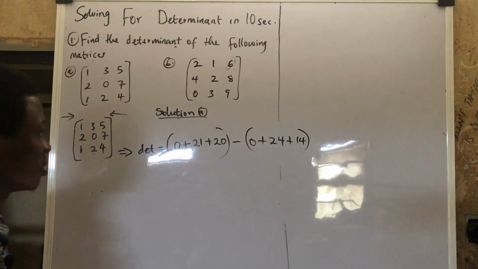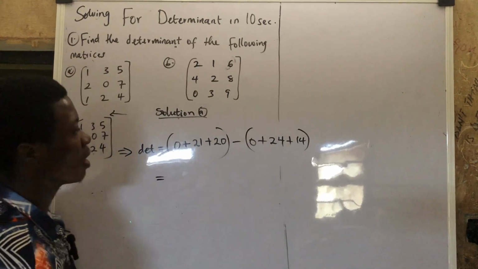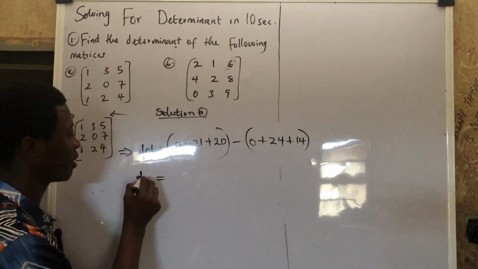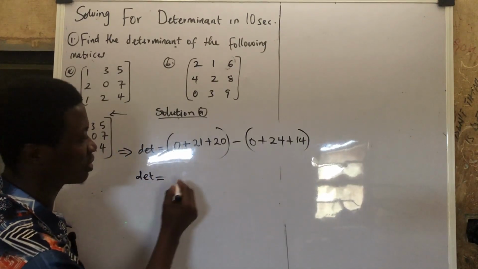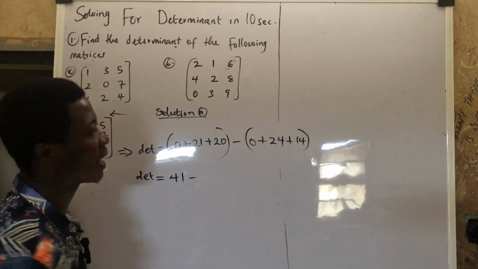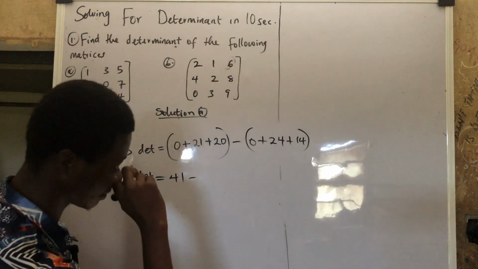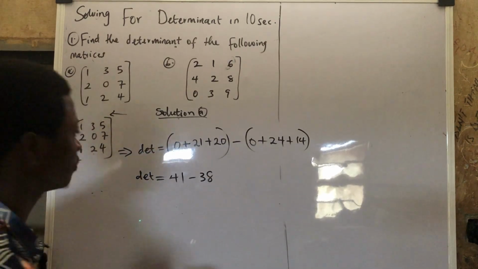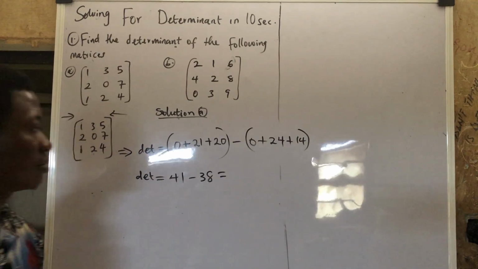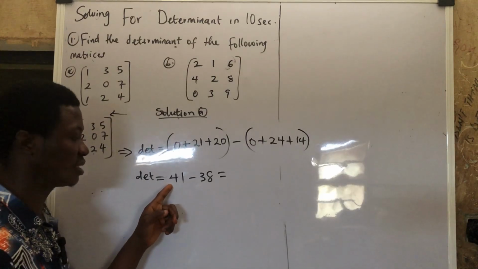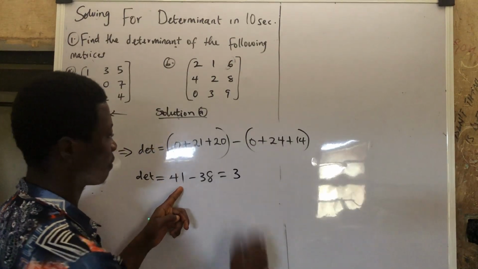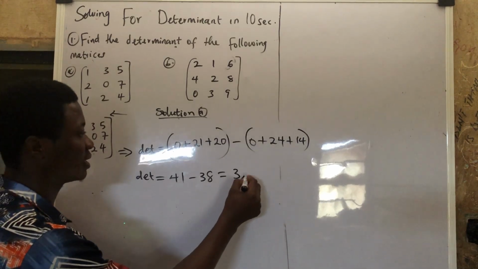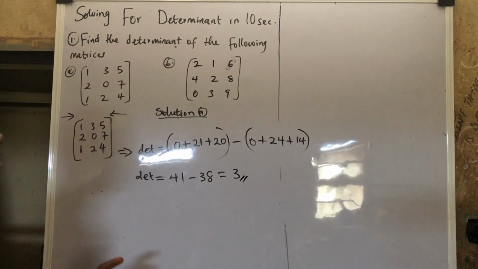So we've been able to ascertain our answer. So by adding all of this and subtracting it, we'll get our final answer. Hence, our determinant is, add this together, you get what? 41. Minus, add this together, you get 38. Right? So 41 minus 38 is 3. Right? So this is our determinant.